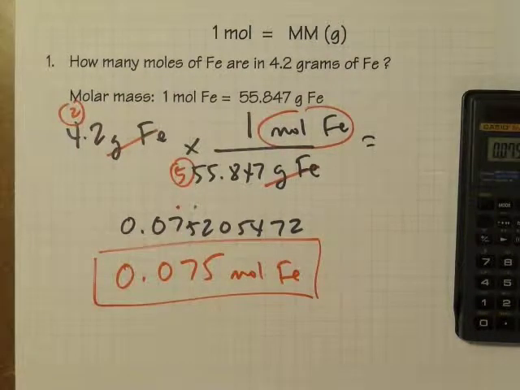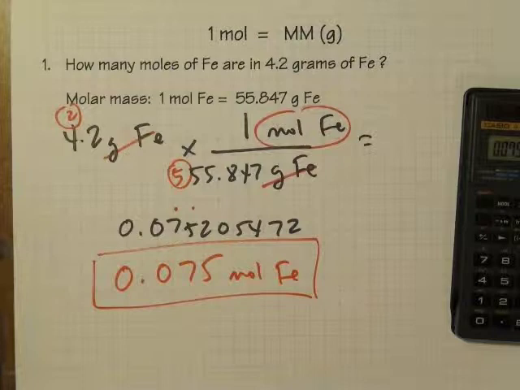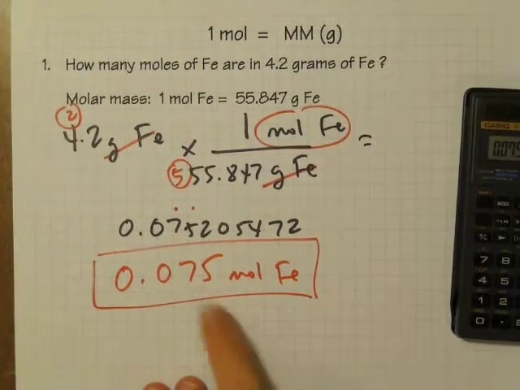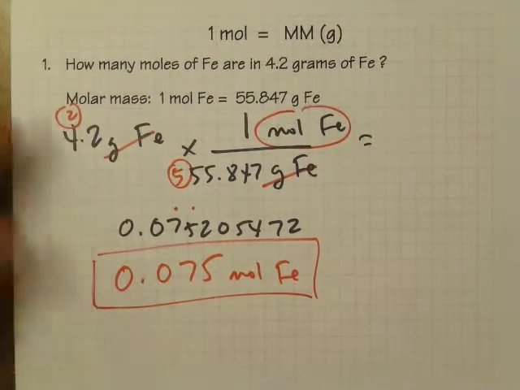0.075 looks like a small amount, but it's a small fraction of a gigantic, huge number, 602 billion trillion pieces of iron. So it looks like a small number, but it's a really big number of things that are being counted. Let's try another example.